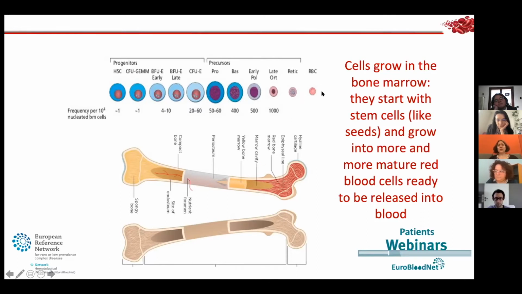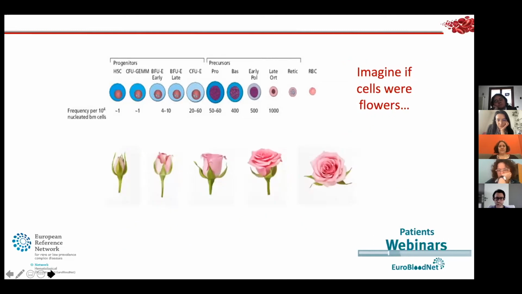And some of you will know about the reticulocytes or retics. These are red blood cells that come out of the bone marrow, and they're just a little bit young. They're not quite ready, but they're almost ready. This is what it looks like in the bone marrow. But let's imagine that instead of blood cells, we were making flowers. So we would start off with very immature flowers, just the bud. And as they become more and more mature, the flowers are opening until they're ready to do the job of a flower.